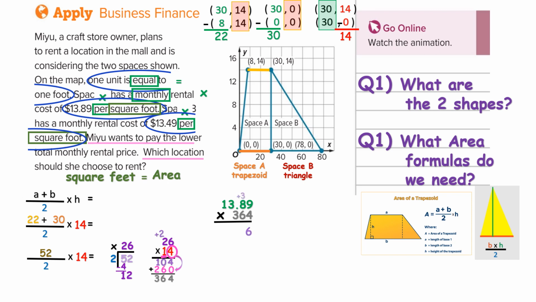So once again, starting with the 4. 4 times 9 is 36. Put down the 6, carry the addition of 3. 4 times 8 is 32, plus 3 is 35. Put down my 5 and carry my addition of 3.